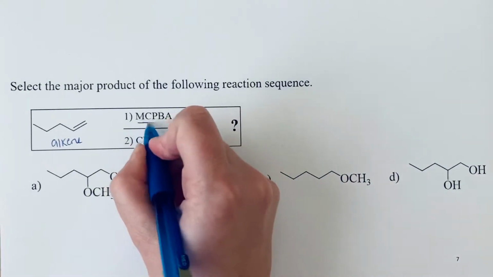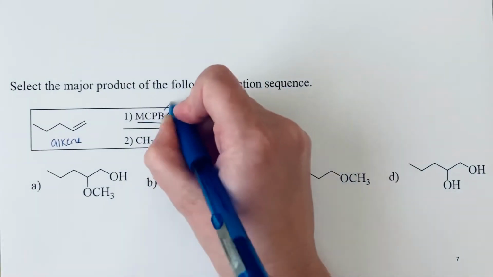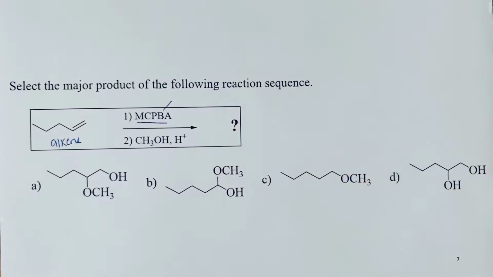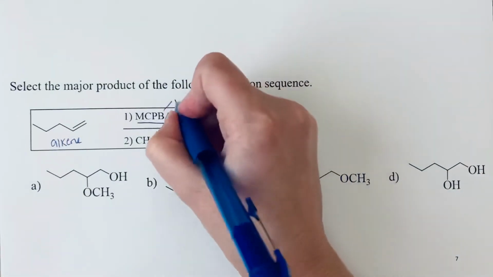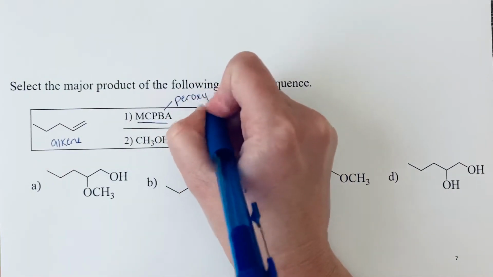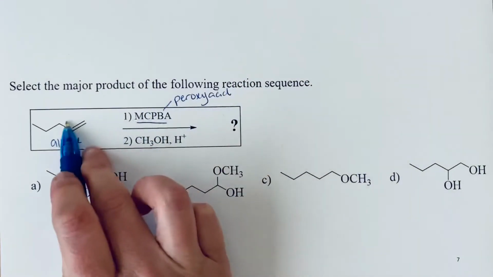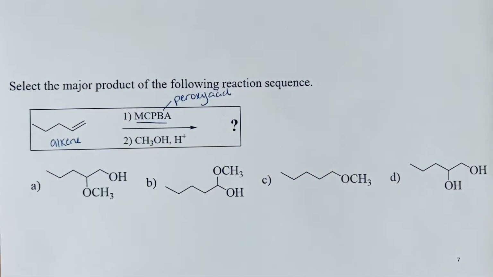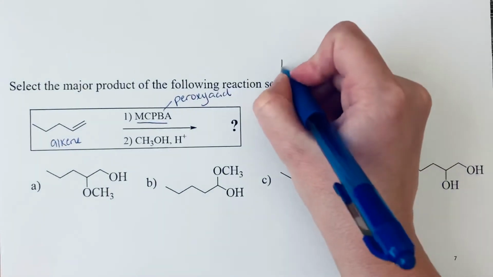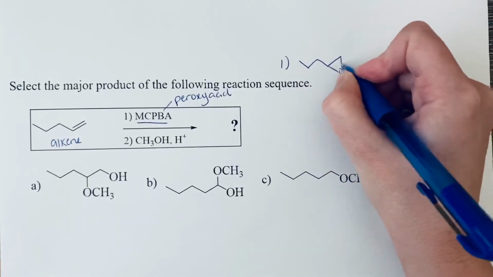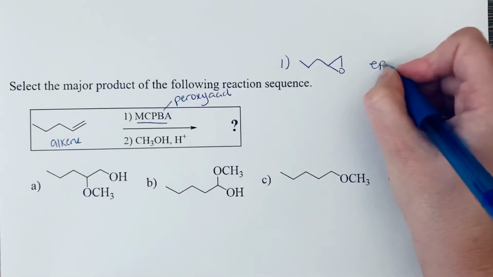So the first step we see is MCPBA. And so this is metachloroperoxybenzoic acid. So this is a peroxy acid. And what a peroxy acid does when it encounters an alkene is it converts the alkene into an epoxide. So after the first step of this reaction, we should have an epoxide.